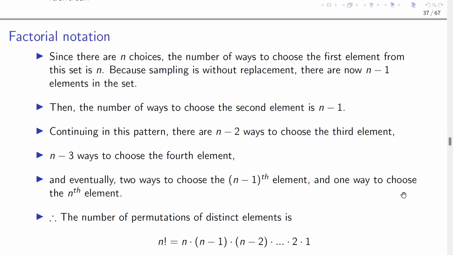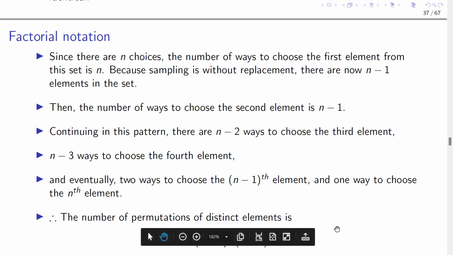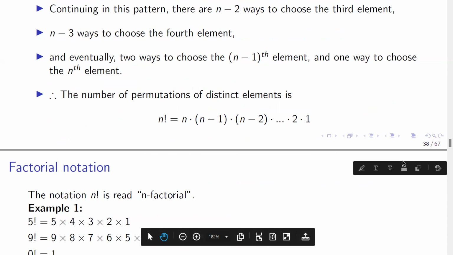So you have n minus 1 ways of making your second choice. Then you move on, you have n minus 2 ways of making your third choice. And then you have n minus 3 ways of making your fourth choice. And so finally, you have just 2 ways of making your last but one choice. And then only one will be left, and that will be your last choice, okay? So we have n factorial.